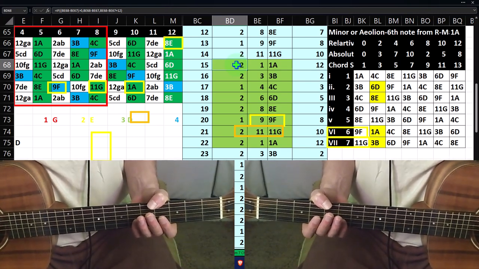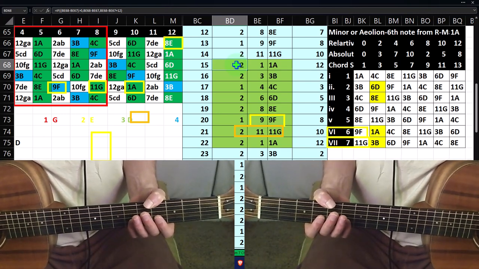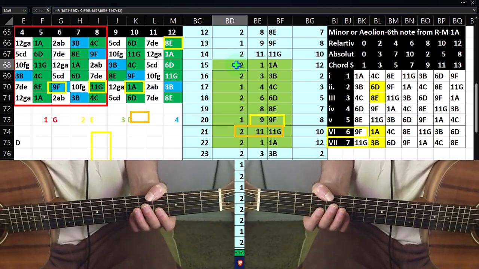But this is as far as we'll go with doing that exercise. We'll go on to something new next time. It's going to be great.